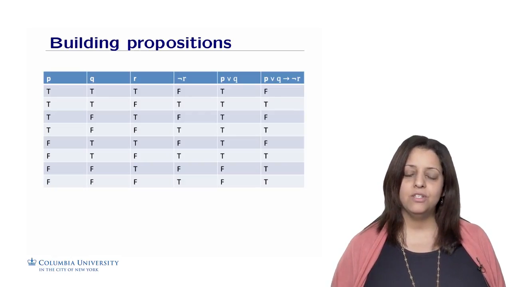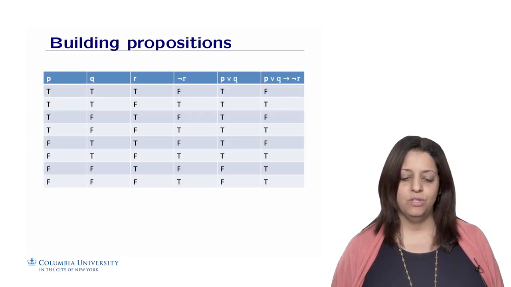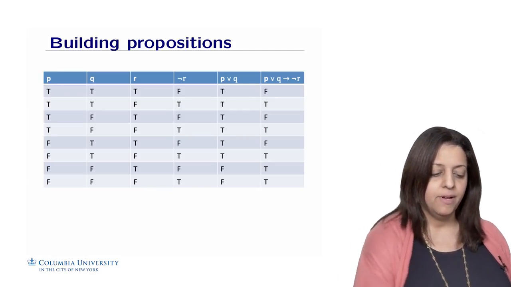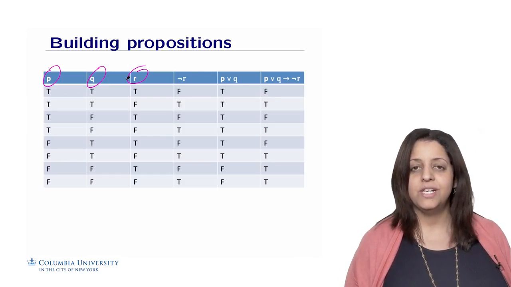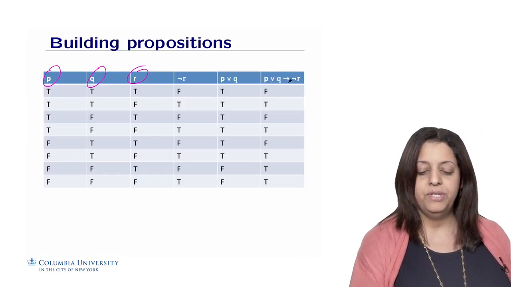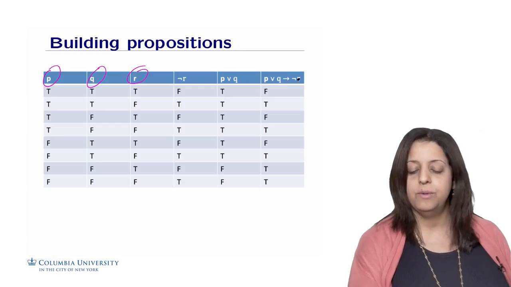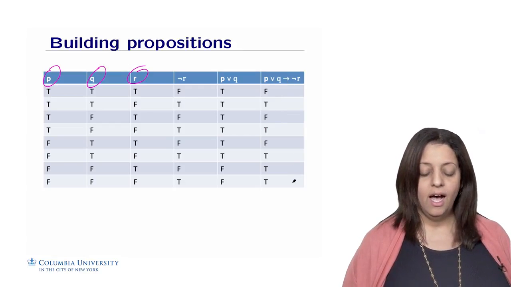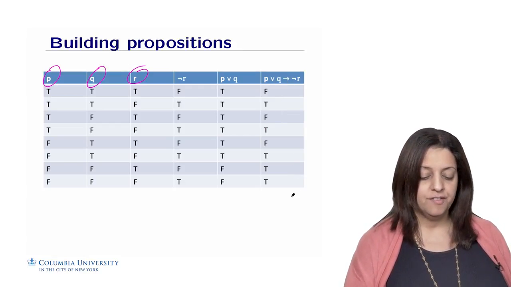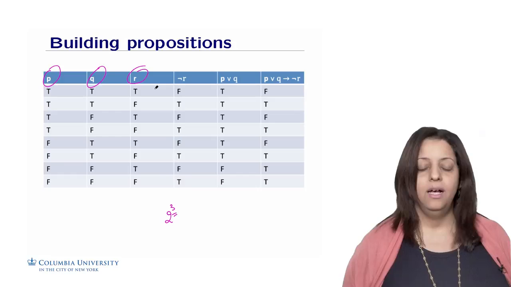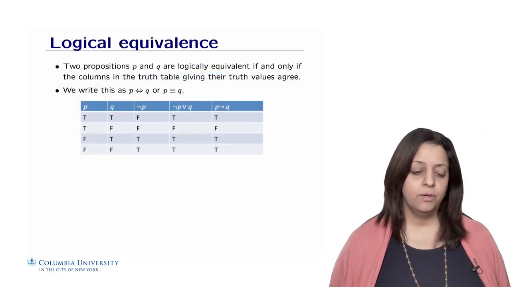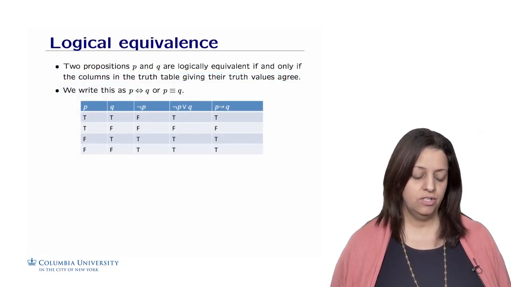We can build larger and larger propositions. For example, given the three propositions P, Q, and R, it's possible to build a proposition that's composed using connectors composing P, Q, and R. So for example, P or Q implies R is a proposition. This truth table is made of 8 n-tuples because we have 2 to the 3, given that we have 3 proposition symbols.